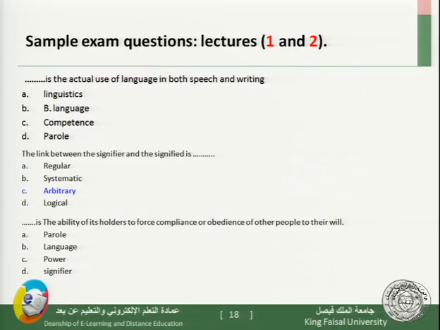Number D, the link between the signifier and the signified is regular, systematic, arbitrary, or logical. Of course, it is arbitrary, as we have just discussed. What is the ability of its holders to force compliance or obedience of other people to their will? This refers to power. Number C.